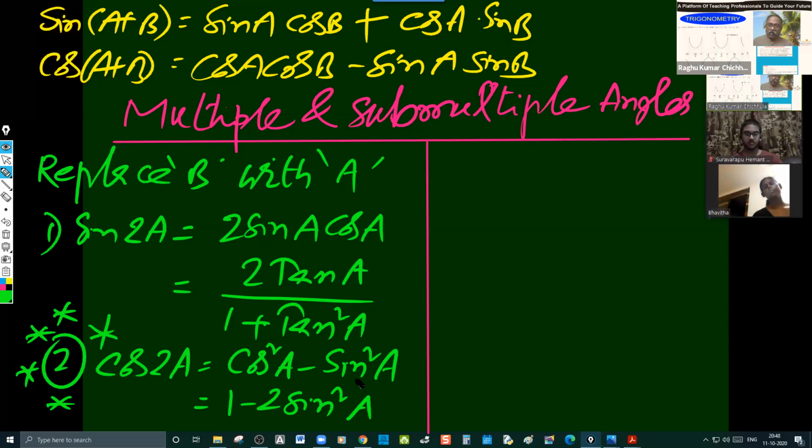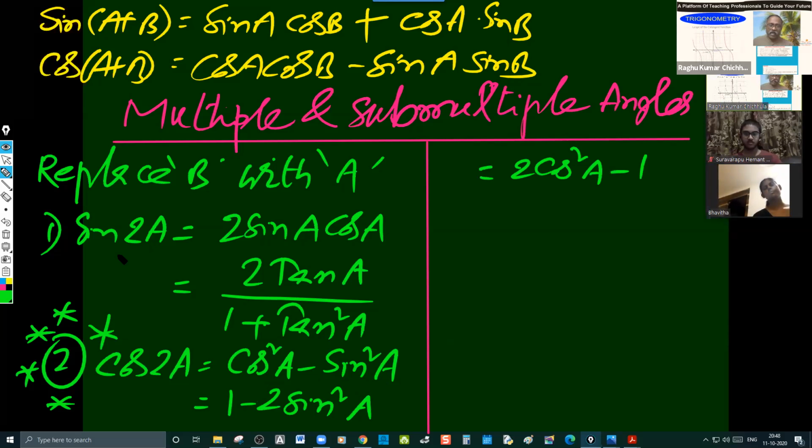Maurya, are you there? Yes, sir. I'm expressing totally in terms of cos square A. So you write this sine square A as 1 minus cos square A. So cos square A minus 1 minus cos square A, if you simplify now, you'll be getting it as 2 cos square A minus 1.